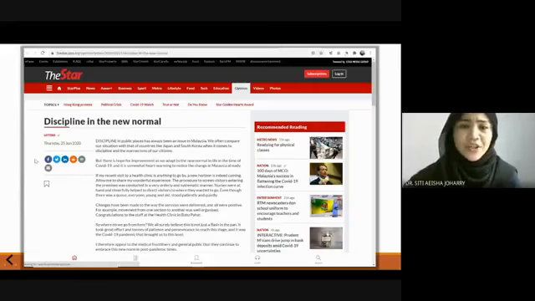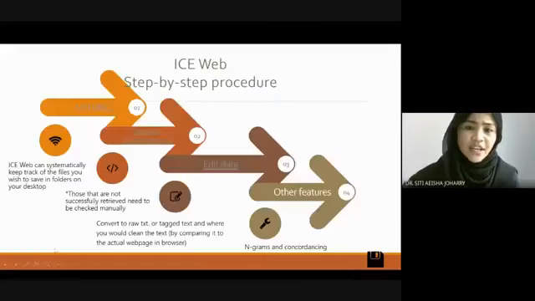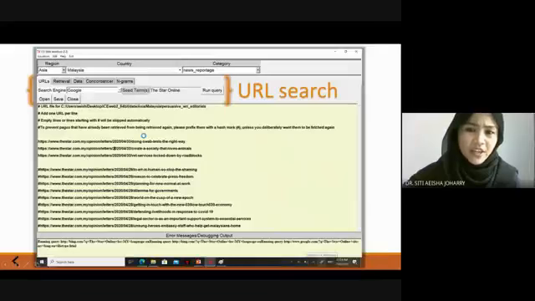And so what you do with IceWeb is you see the URL on the top here. All you need to do is just copy this and then paste it in your IceWeb tool.